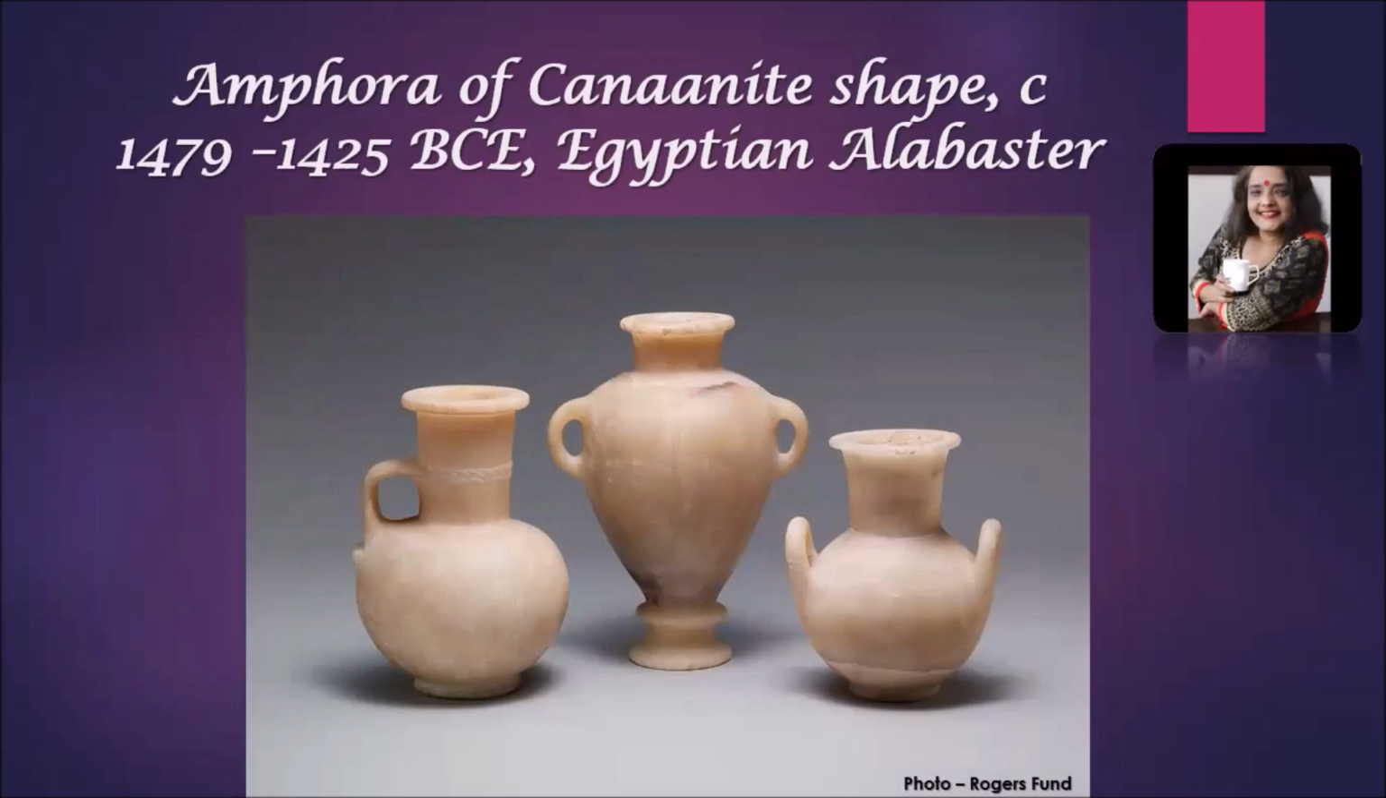Here you see some amphorae which have been found in Egypt, but they have been carved by Canaanite artisans, and they are made with Egyptian alabaster, but the style of the amphorae is in the Canaanite style. So when the Canaanite artisans went to Egypt, they carried their style to Egypt, and they were making these objects which were in the Canaanite style, but they were made for the Egyptian audience.